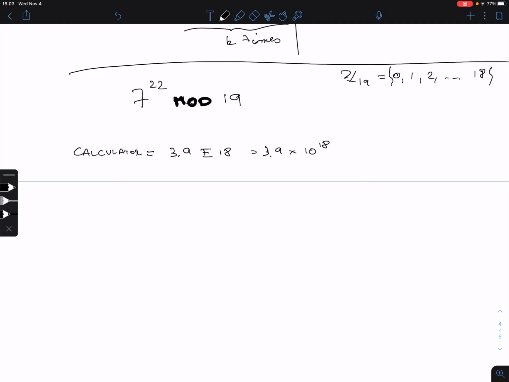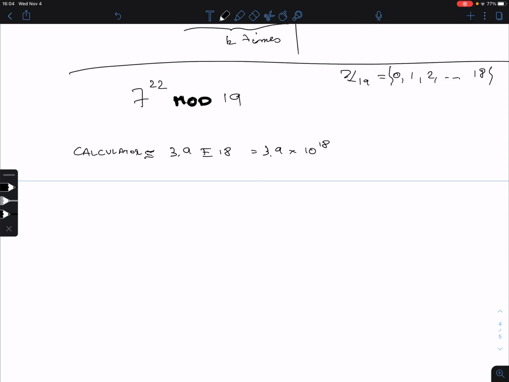A billion times a billion. It's a huge number already. Many zeros, 18 zeros. So it's 3.9 with 18 zeros. Is that correct? Well, no, of course. This is now an approximation. But with a number this big, remember, what I'm looking for is the remainder when I divide this number by 19. But I don't know all the digits to do this.